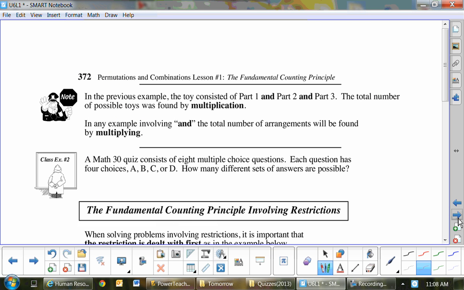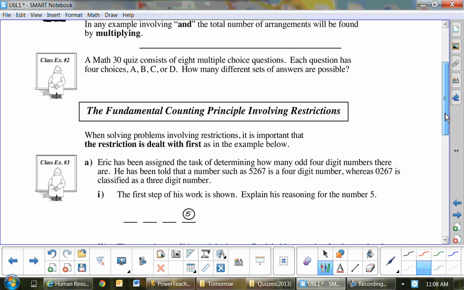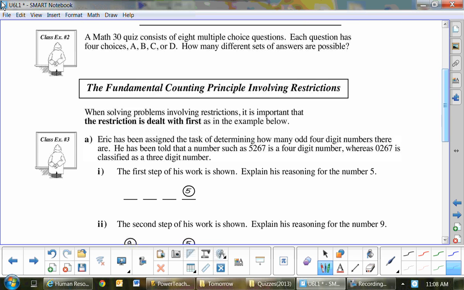Next one. This one's a good one just to do. Let's do example 2 here. If you had a Math 30 quiz, 8 multiple choice questions. Each question has 4 choices. How many different sets of answers are possible?